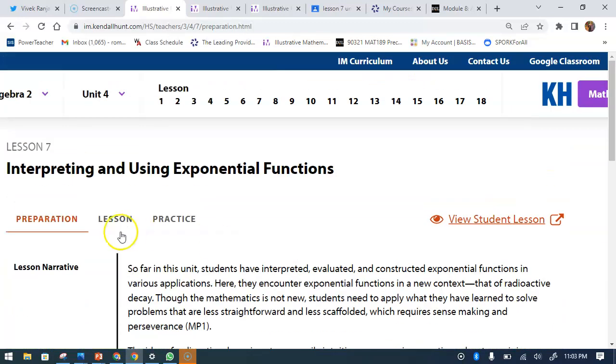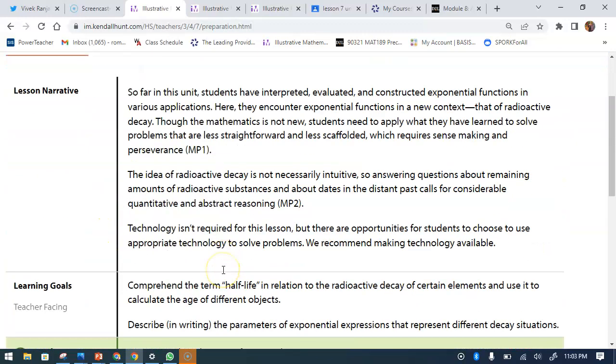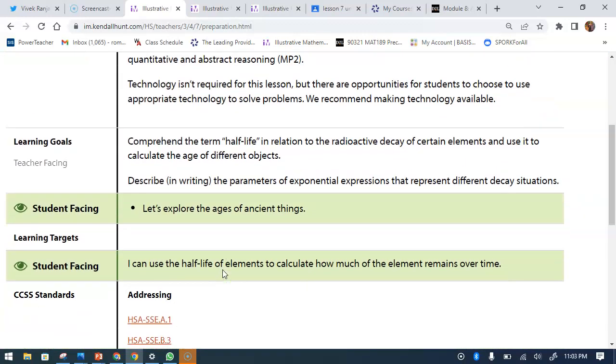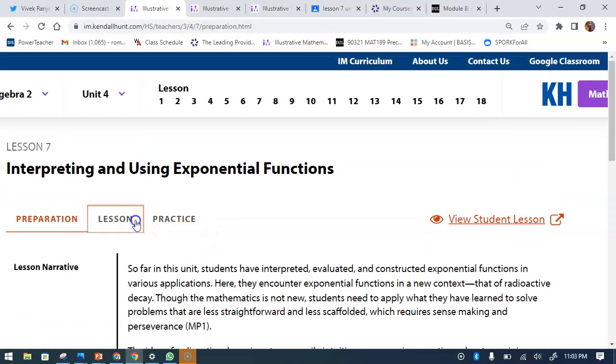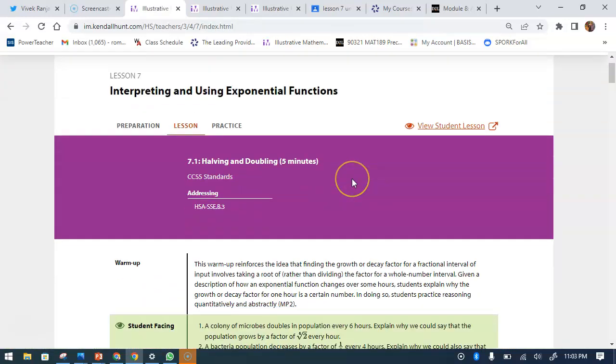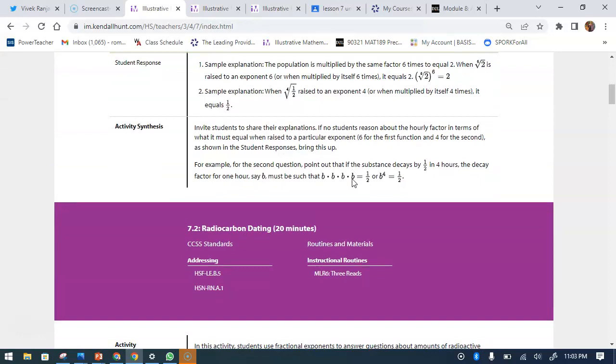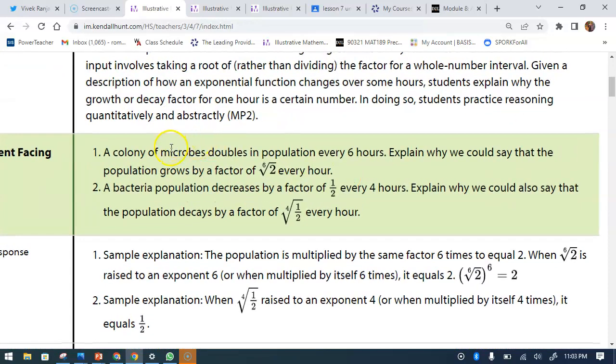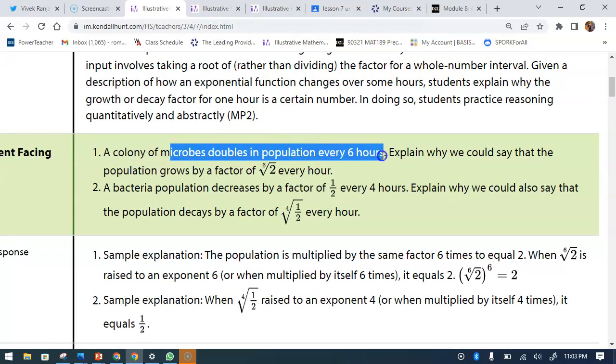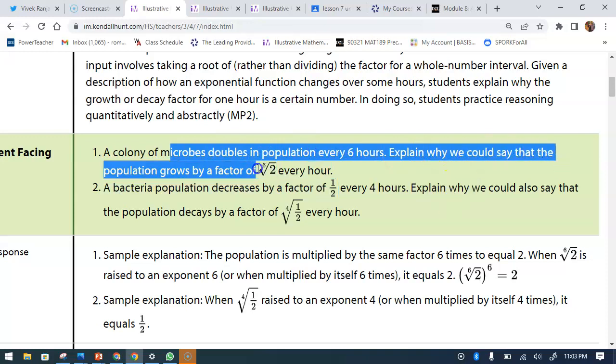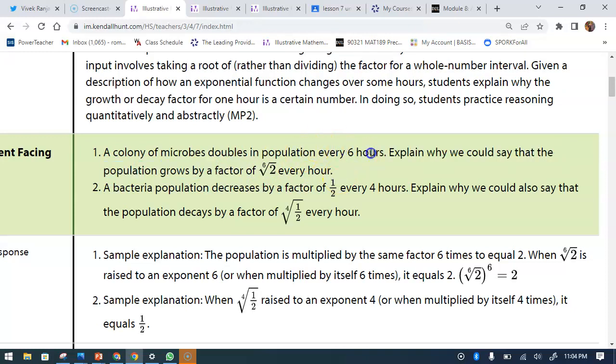And as I said, in the Desmos activity, we completed the lesson task 1. There was a question on a colony of microbes that doubles every 6 hours. Explain why we could say the population grows by the sixth root of 2 every hour. So there are groups of 6 hours.